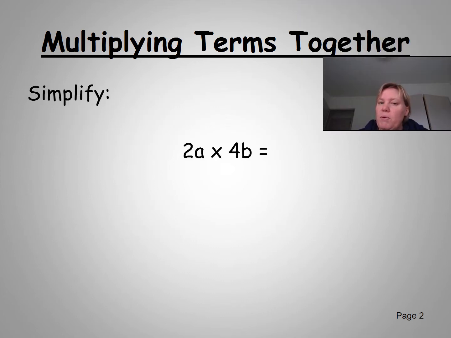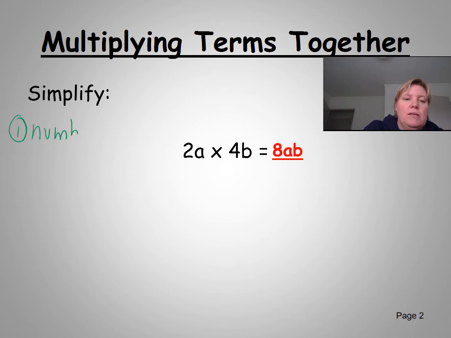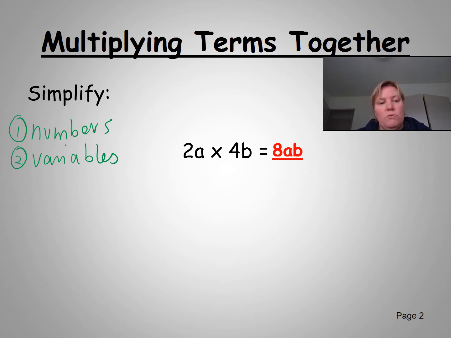Let's have a look. We're often told to simplify when we multiply terms together. So let's look at this first one. The first thing you do is deal with the numbers, then you deal with the letters or symbols in alphabetical order. So numbers first, 2 times 4 is 8, and then AB. So the answer will be 8AB. First, deal with the numbers, and the second thing is deal with the variables one by one. Now those numbers have a special name. They're called a coefficient, and that's what you call the number in front of a variable.